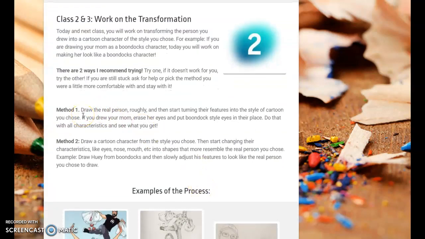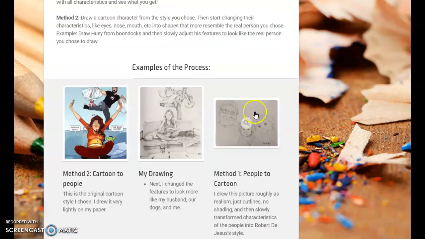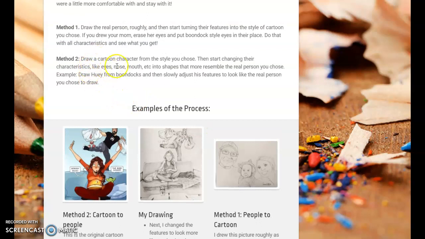But again, these are the 2 methods that my students over the years have found really, really helpful when doing a transformation, not necessarily just this project, but in anything. So just to summarize, the first idea could be to draw the real person roughly and then start turning them into the features of the cartoon style you chose. So I drew these three people and then turned them into Robert DeJesus' style. Method 2, draw a cartoon character from the style you chose. So this would be here, where I just sketched that out. And then I change it into the person or people that I'm doing.